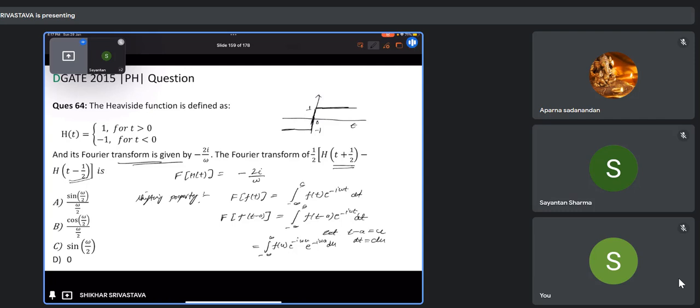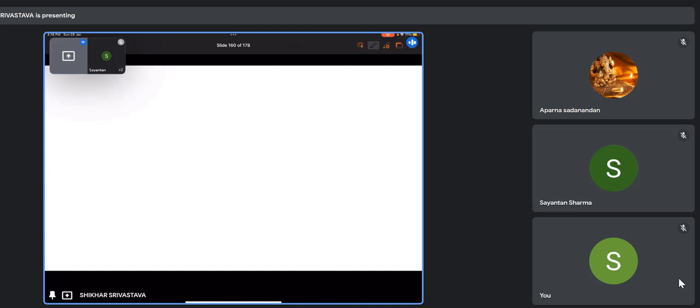Okay. Or you can just write it as e to the power minus I omega a times the integral from minus infinity to infinity of f of u e to the power minus I omega u du. Now this term is nothing but already given in the question. It is the Fourier transform of a function f of u. So we just apply this property.